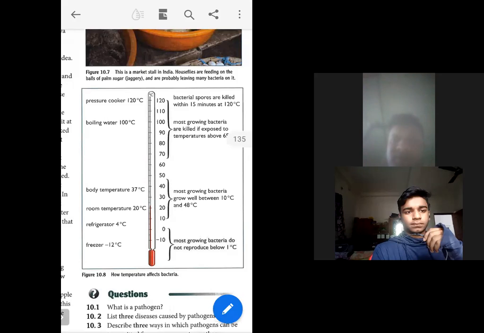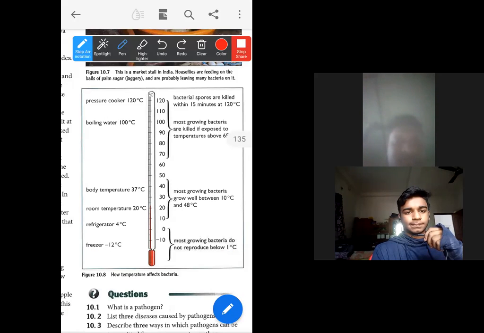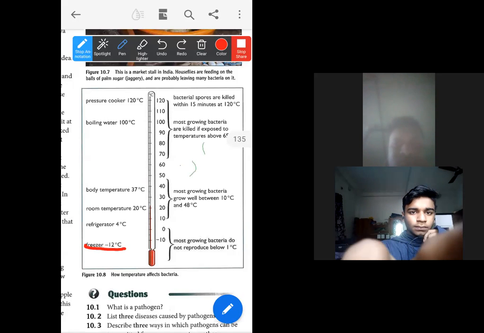Here you can see, freeze at minus 12. At minus 12 degrees centigrade, though the bacteria will not be killed, the bacteria cannot reproduce. It cannot grow. So if only one bacterium is there, it will remain one. It will never become two, four, eight. It cannot reproduce, so it cannot spread.